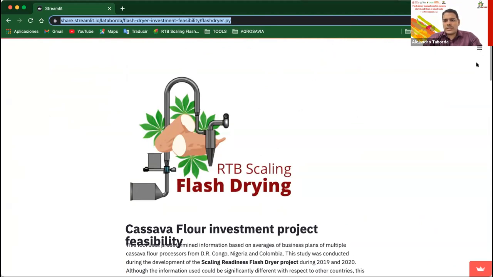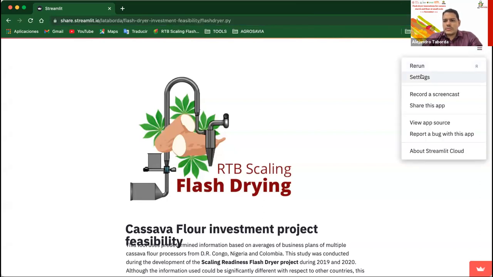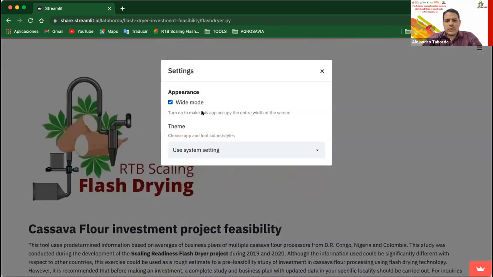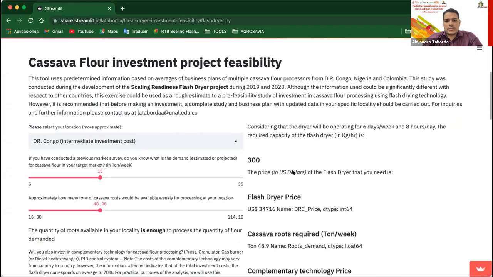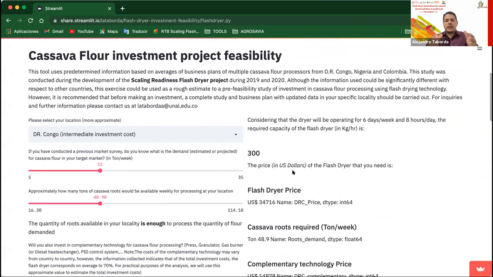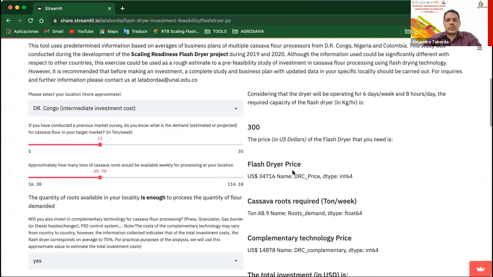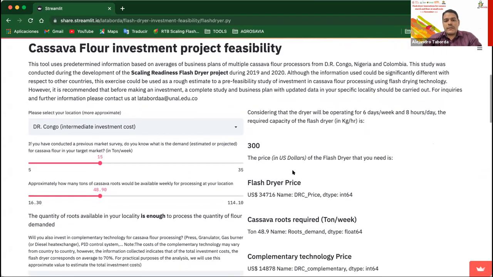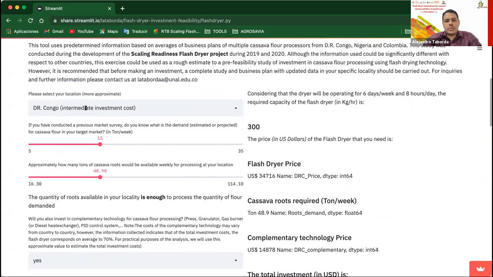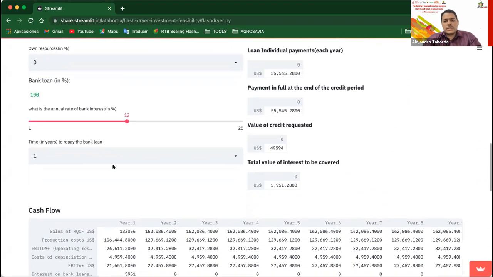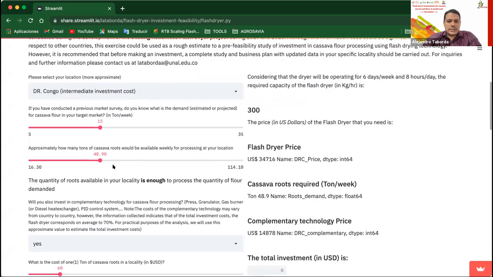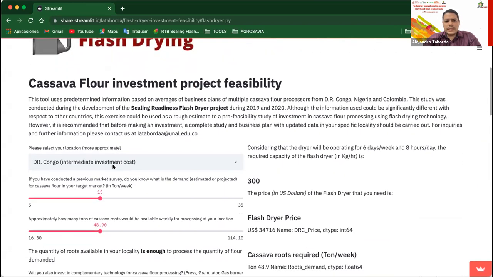My recommendation is this, because if you are using a computer, you can go to the settings and select white mode. In the white mode, you can use a comfortable, white web tool form. Maybe if you are on your mobile device, you can see just one column, and sometimes you input information, and after you go down and see the output, but it's the same. Okay, this web tool.